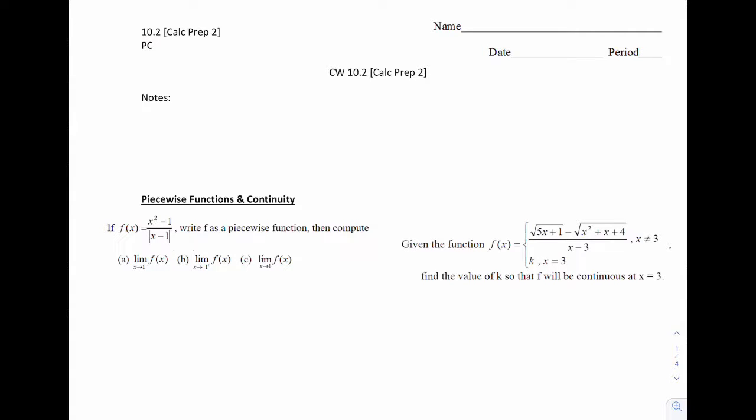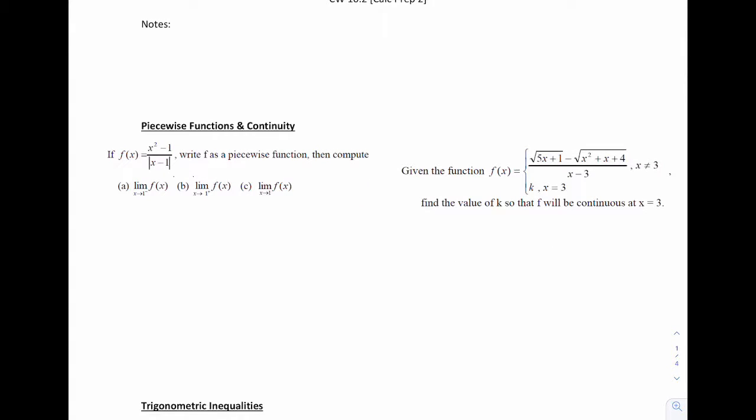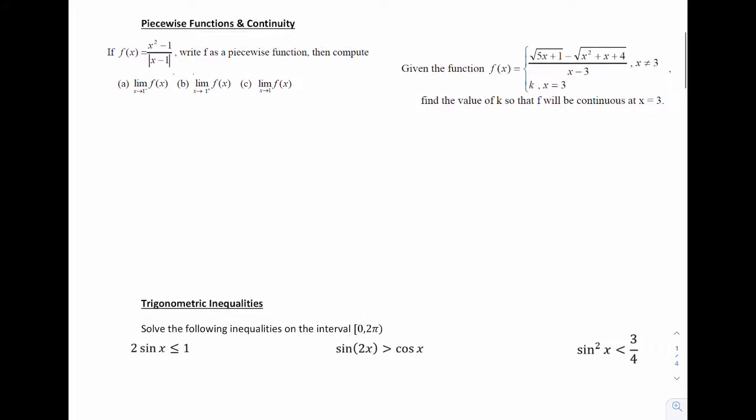Welcome to classwork 10.2. This is our final day of calculus prep. So let's take a look at the first example here. Piecewise functions and continuity. If f of x equals x squared minus 1 over absolute value x minus 1, write this as a piecewise function.